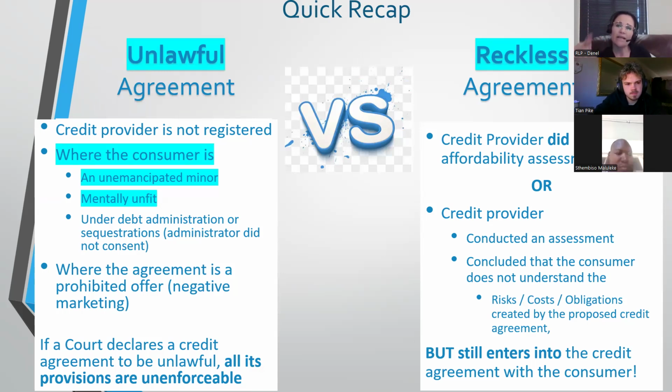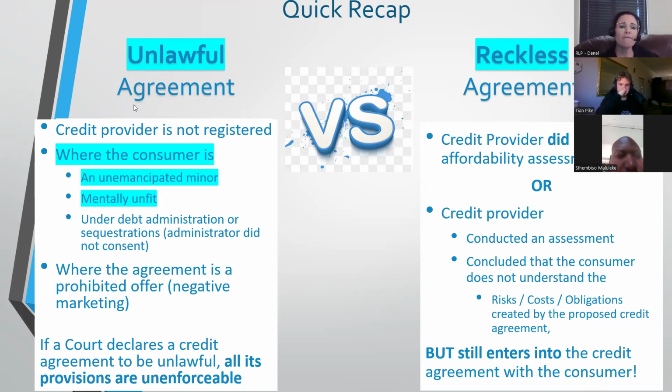The reason is that we realized after a few exams that people get confused between an unlawful agreement versus a reckless agreement. So an unlawful agreement is where the credit provider is not registered and they're granted credit, or where the consumer is underage, mentally unfit, or undergoing debt counseling, and they were never supposed to enter into the credit agreement in the first place.